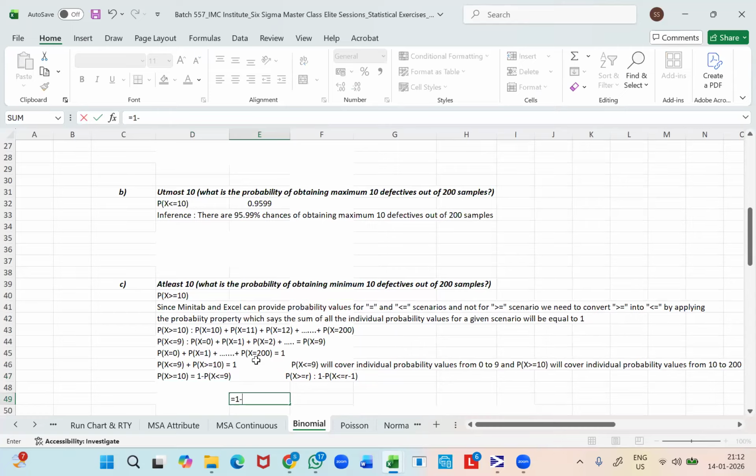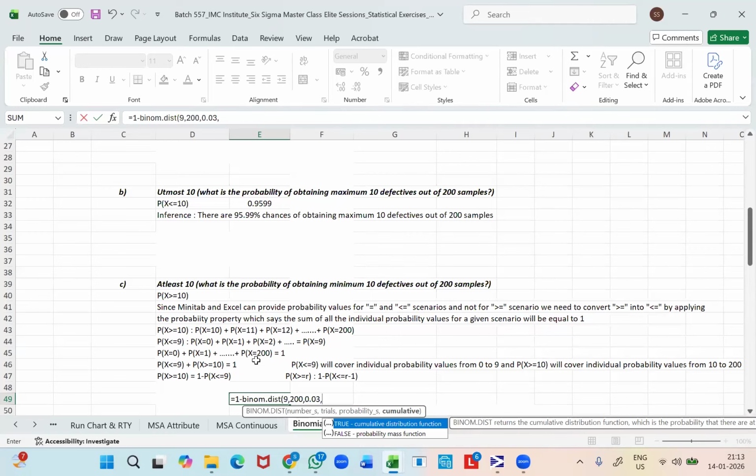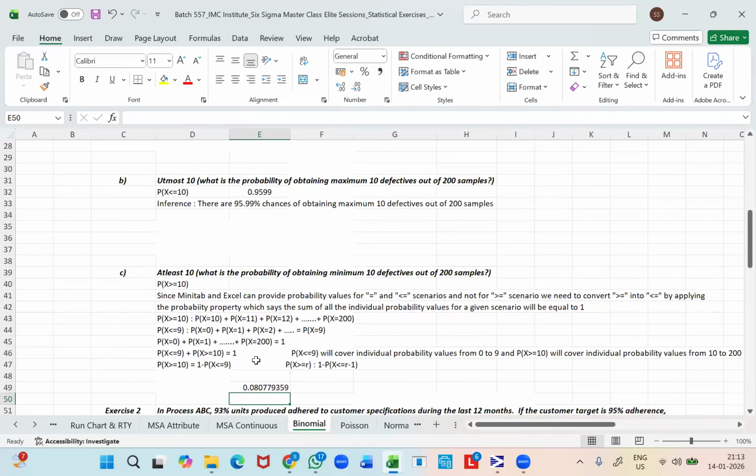So for this, we can estimate the probability value. So we can put 1 minus binom dot dist open bracket. So what will be the number? P of X less than or equal to 9. So the X reference value will be 9, comma, the number of trials 200, the historical performance 3%, and cumulative for less than or equal to will always be true. That's it. Round this off to 4 decimals and then provide the inference.